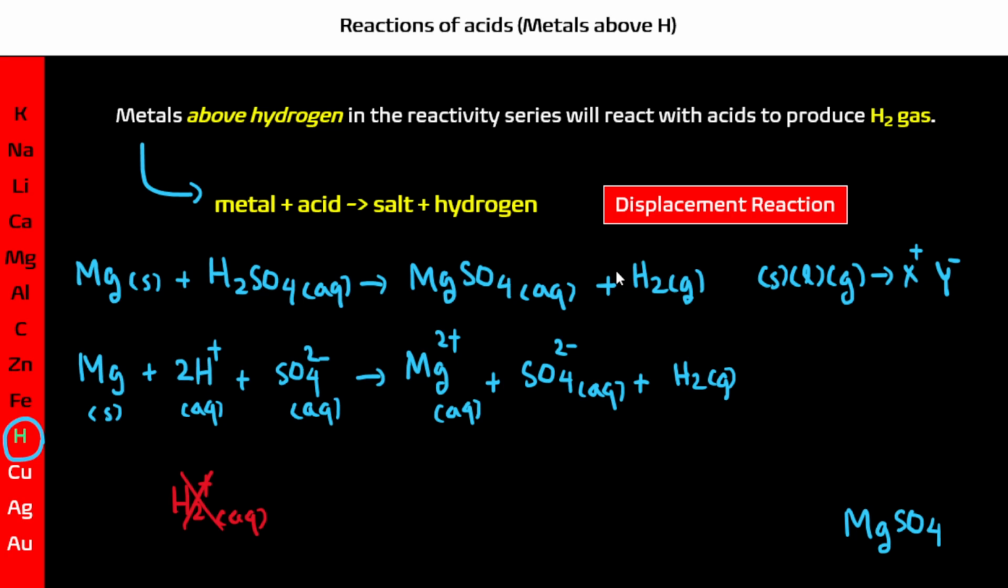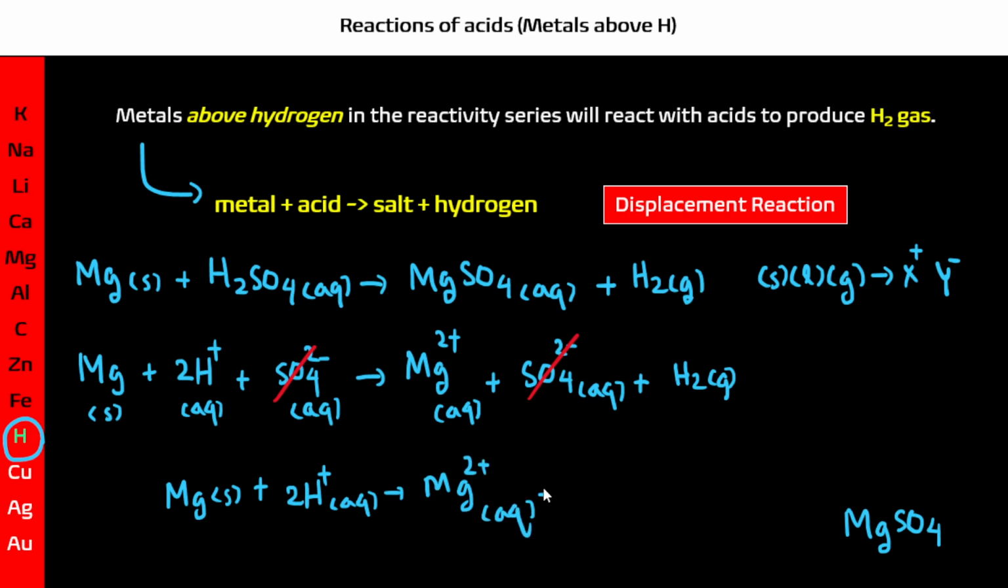Alright, so we're going to remove our spectator ions, which are present on both sides of the equation. So I'm going to remove SO4 2- and SO4 2-. My final net equation would be left with magnesium solid plus 2H+ aqueous will react to give Mg2+ aqueous plus H2 gas.